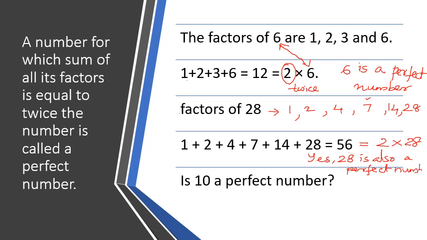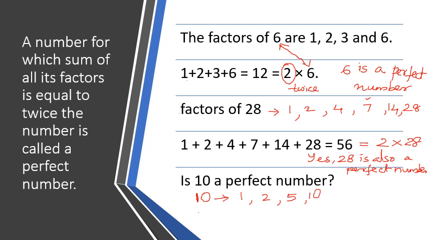Understood? Yes. Now let us see 10. Is 10 a perfect number? Let us write 10. You can solve it on your own and you will have to tell me. What are the factors of 10? First one is 1, the last one is 10. Then next 2 and then 5. 2 5s are 10. All the factors are over.